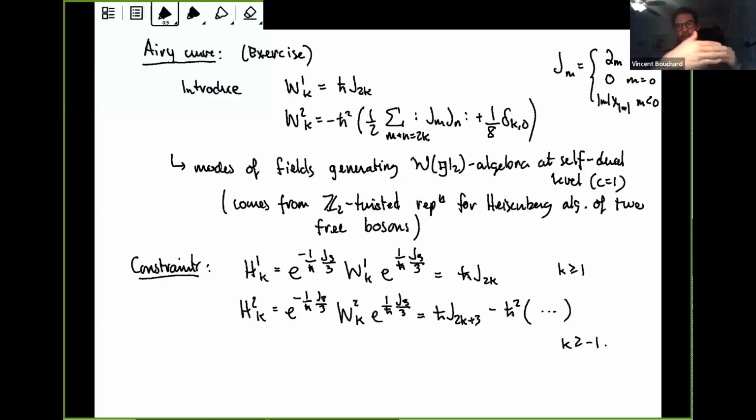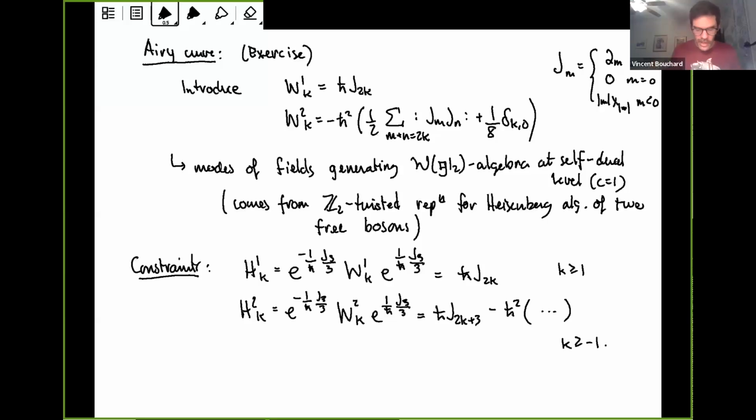So the modes are the coefficients of the field. The field is a formal expansion, and the coefficients here are called the modes. Oh, sorry, that might not be very clear because I haven't defined VOAs whatsoever. But from our point of view, these are just differential operators. But that's where they come from. That's what the words mean.